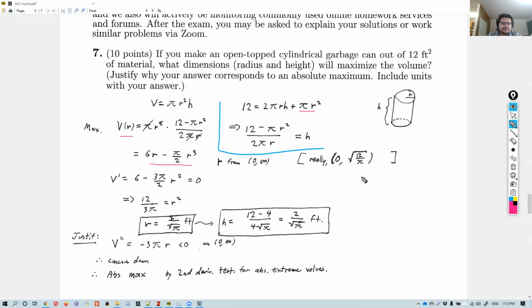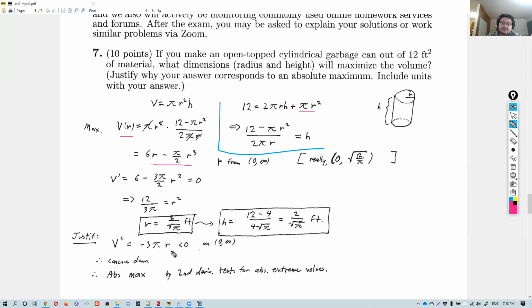So you should use the first derivative test for absolute extreme values or the second derivative test. The second derivative test is pretty easy to use since the first derivative here is just a polynomial. Taking the derivative of this polynomial, 6 minus 3 pi over 2 r squared, is pretty easy. You end up with minus 3 pi r.